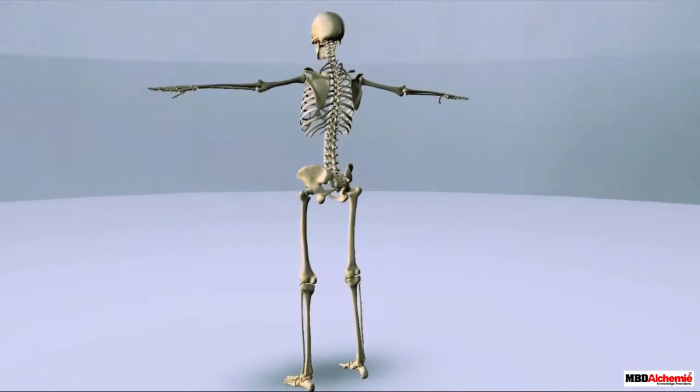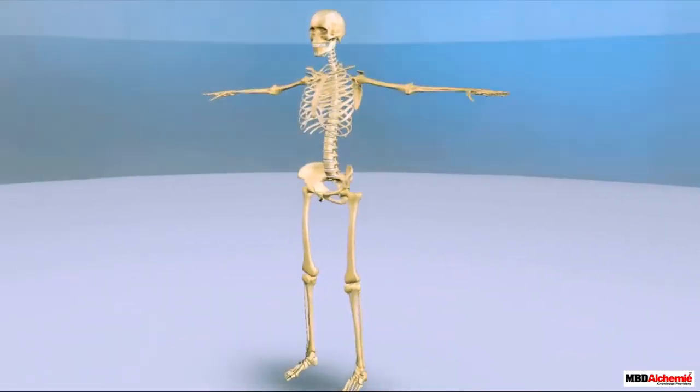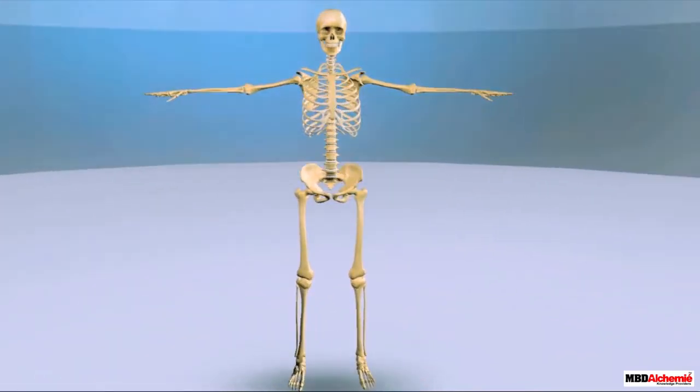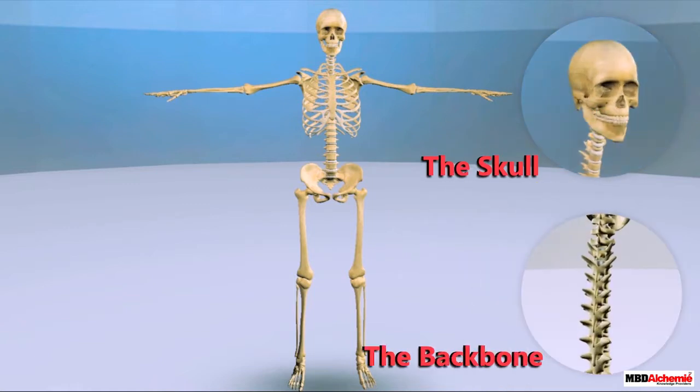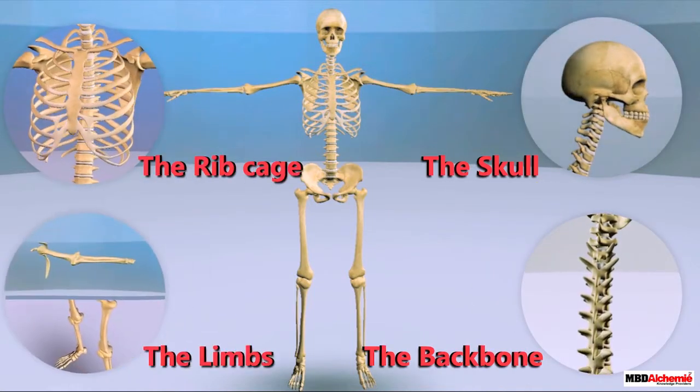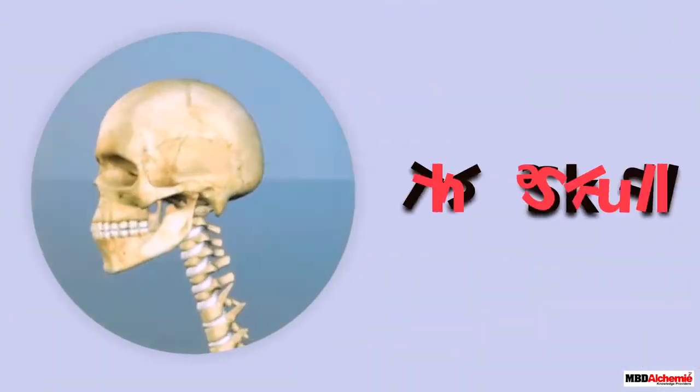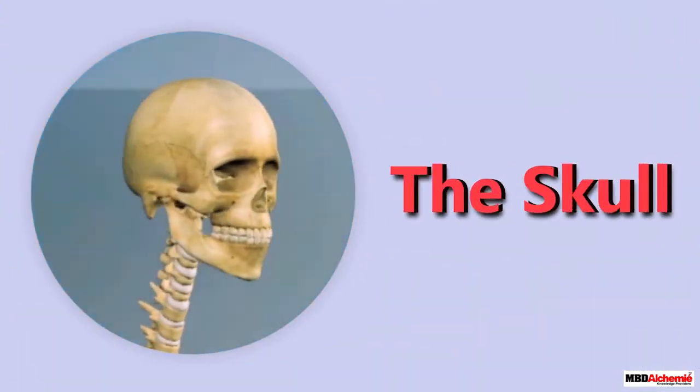Now that we know the importance of the skeleton, let us look at some of the parts of the skeleton. The skeleton comprises four main parts: the skull, the backbone, the rib cage, and the limbs. Let us first learn about the skull.